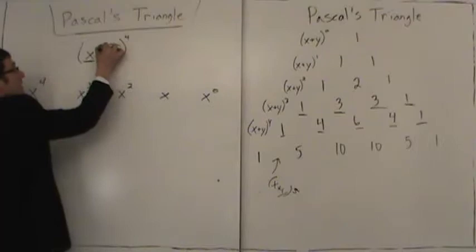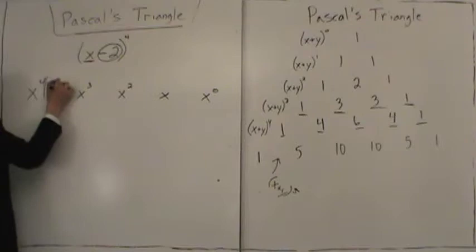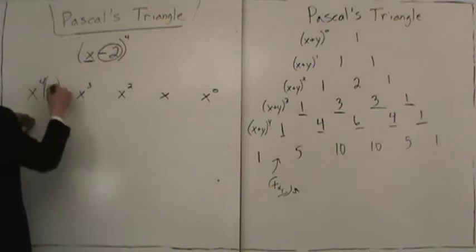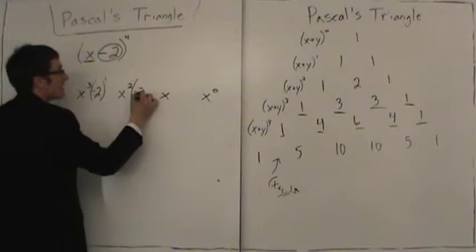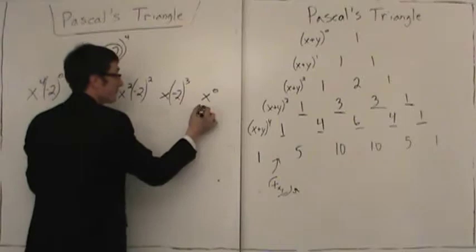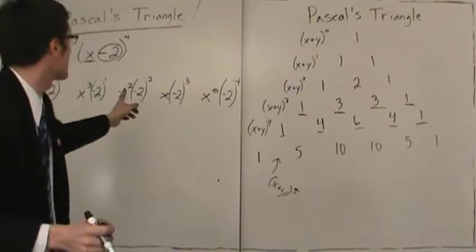So the negative 2 will go inside parentheses. And we're going to start at 0 power and go up to 4th power. So negative 2 to the 0, then negative 2 to the 1st, negative 2 squared, negative 2 quantity to the 3rd, and negative 2 to the 4th. Notice that the negative is inside the parentheses, not outside. Is the exponent affecting the 2 and the negative?